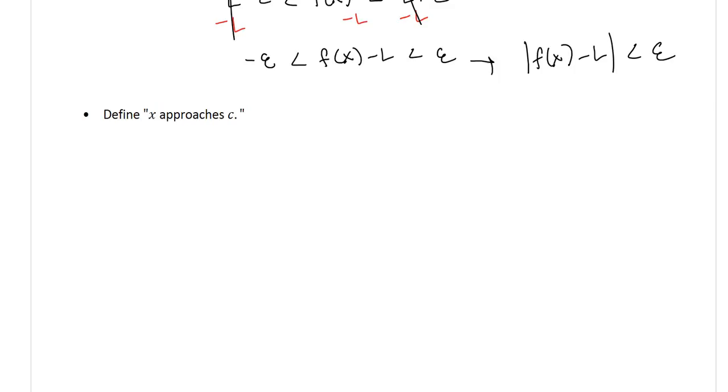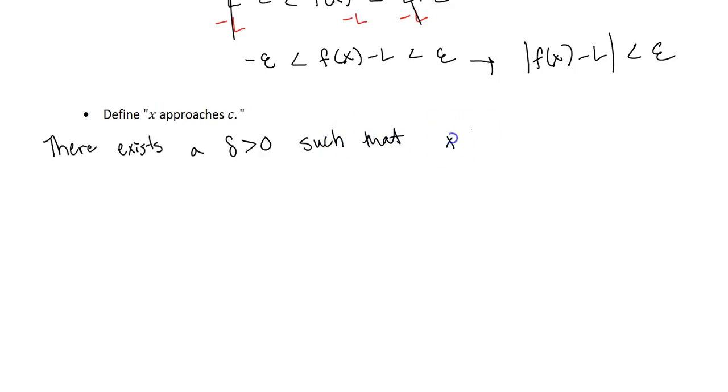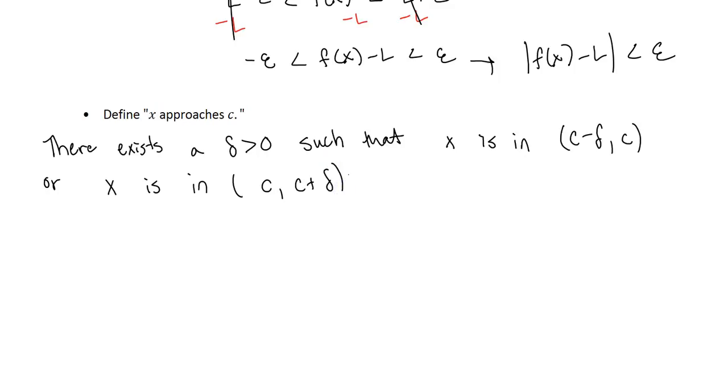We're going to take a very similar approach and talk about what it means for x to approach c. So the way that we say this is that there exists a very tiny number delta greater than 0, and this is the lower case of that triangle delta that we talked about earlier, such that x is in the interval either c minus delta to c, or x is in the interval from c to c plus delta.